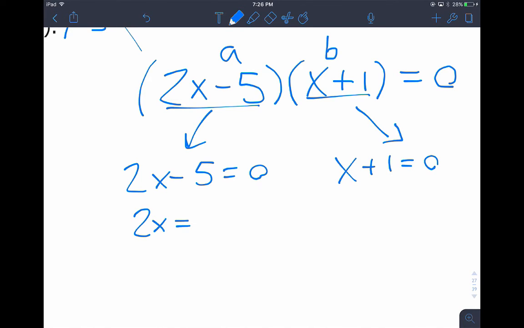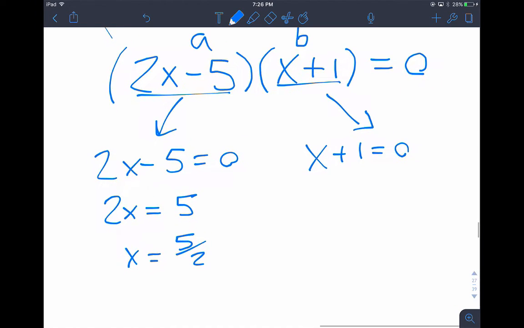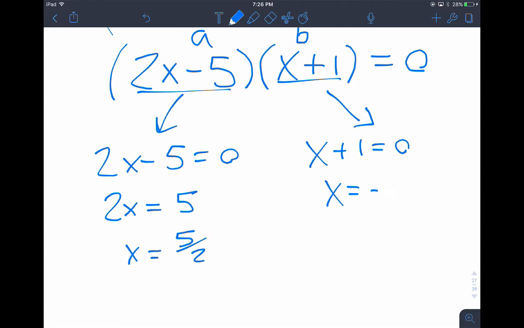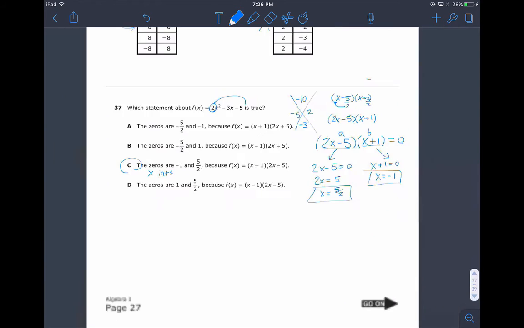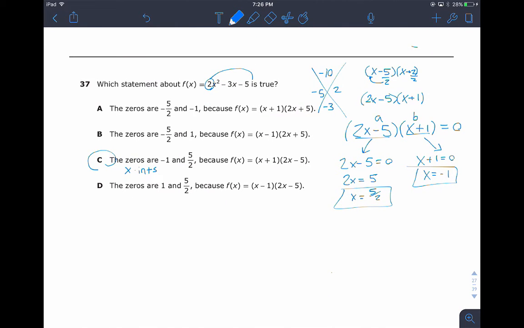So this first one, you need to add the 5, then divide by 2. So I think that's 5 halves right there. This other one here, you can do in one step. It's a -1. So that definitely matches our answer right there. 5 halves and negative 1. I don't think any of the other answers match up with that. So that's all you can do there.